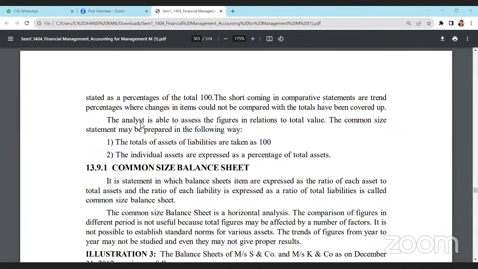But when it is compared to the market, whether we are able to meet the competition or are out of the competition, that will be known only when the common size statement is done. So in common size also, we do common size balance sheet as well as common size income statement.